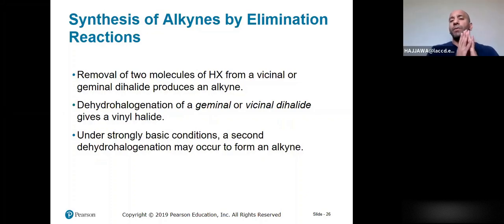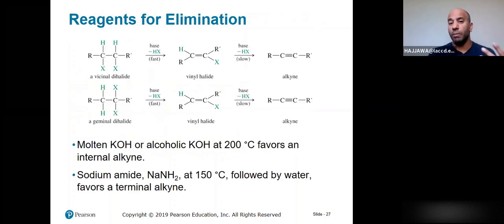Now, there is a synthesis way of an alkyne starting with an alkyl halide, but the alkyl halide has to be actually a geminal or vicinal. There's no preference. Both will go through the same process, that is E2 reaction. So the removal of 2 molecules of HX will be the outcome of this reaction. Now you have to have a very strong base to be used, and there is no preference to which one to use. Could be the KOH or could be the sodium amide.